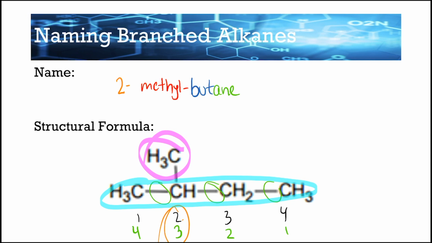So again, let's break down this name. Butane means that longest chain has 4 carbons, so that's this. Ane means between those carbons you have single bonds. Methyl means you have a CH3 group somewhere, and then that 2 tells you where that CH3 actually is. So the name is a map, or instructions, to how to build this compound.